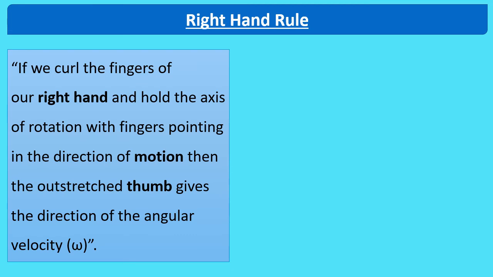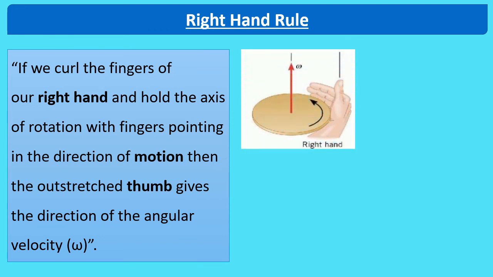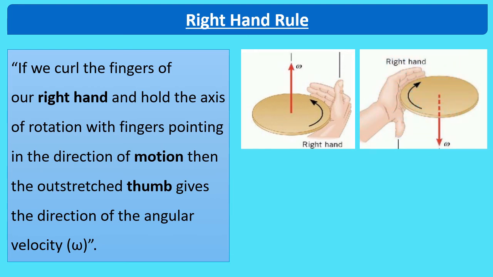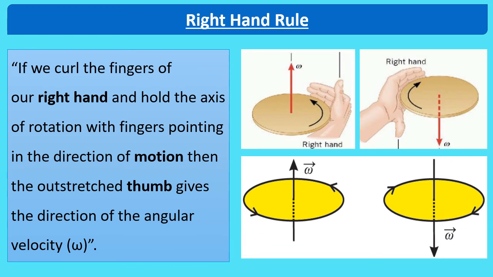Right hand rule gives us an understanding of the direction of angular velocity. If you take your right hand and imagine that you're holding a rotating object, where the rotational sense is represented by the fingers of your right hand, then the outstretched thumb indicates the direction of angular velocity. If the rotational sense is anticlockwise, then the thumb is upward and it gives the direction of angular velocity in the upward direction. If the rotational sense is clockwise, then the direction of angular velocity will be in the downward direction. So the right hand thumb rule basically gives an idea in which direction angular velocity is going to be. If you curl the fingers of your right hand and hold the axis of rotation with the fingers pointing in the direction of motion, then the outstretched thumb will give you the direction of angular velocity omega.